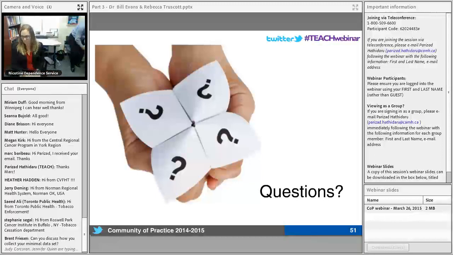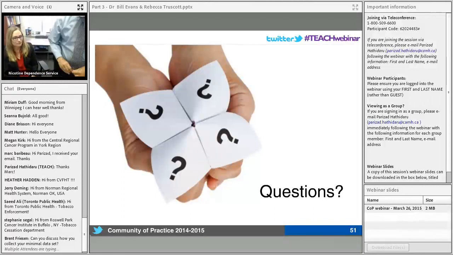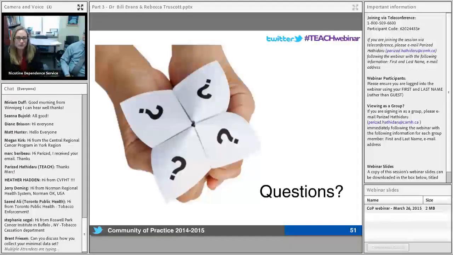We actually have a first question from Brent, and Brent is asking, can you discuss how you collect your minimal data set? Well, the indicators were developed through our steering committee, and then finalized with our advisory group. So that's how we determine what those minimum indicators would be.